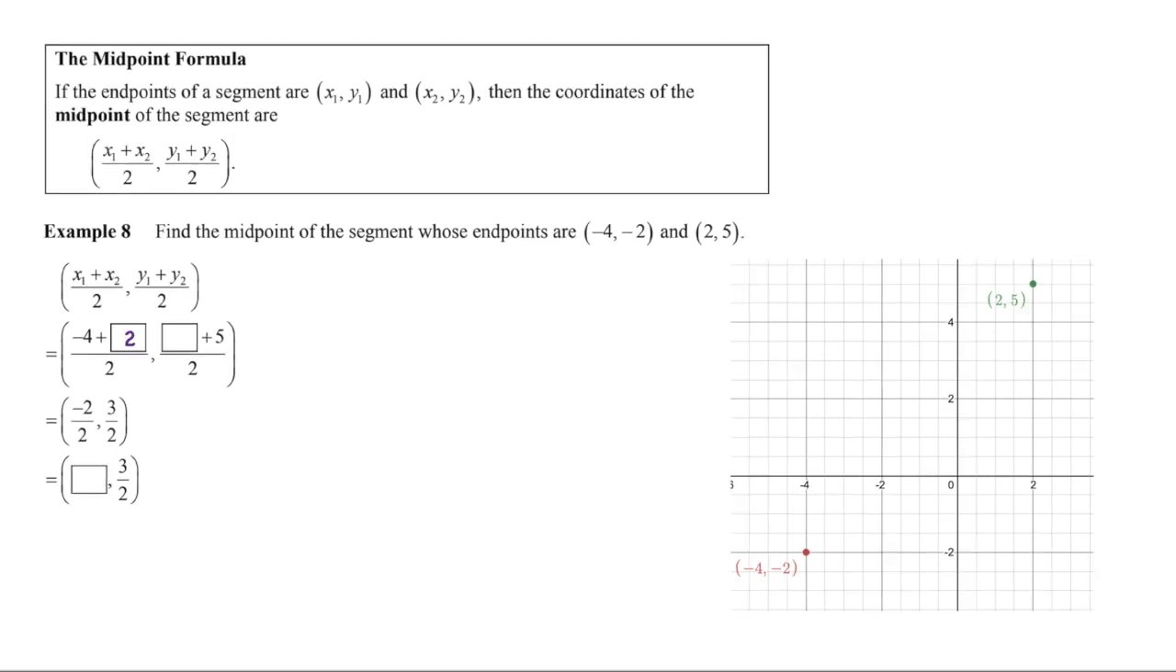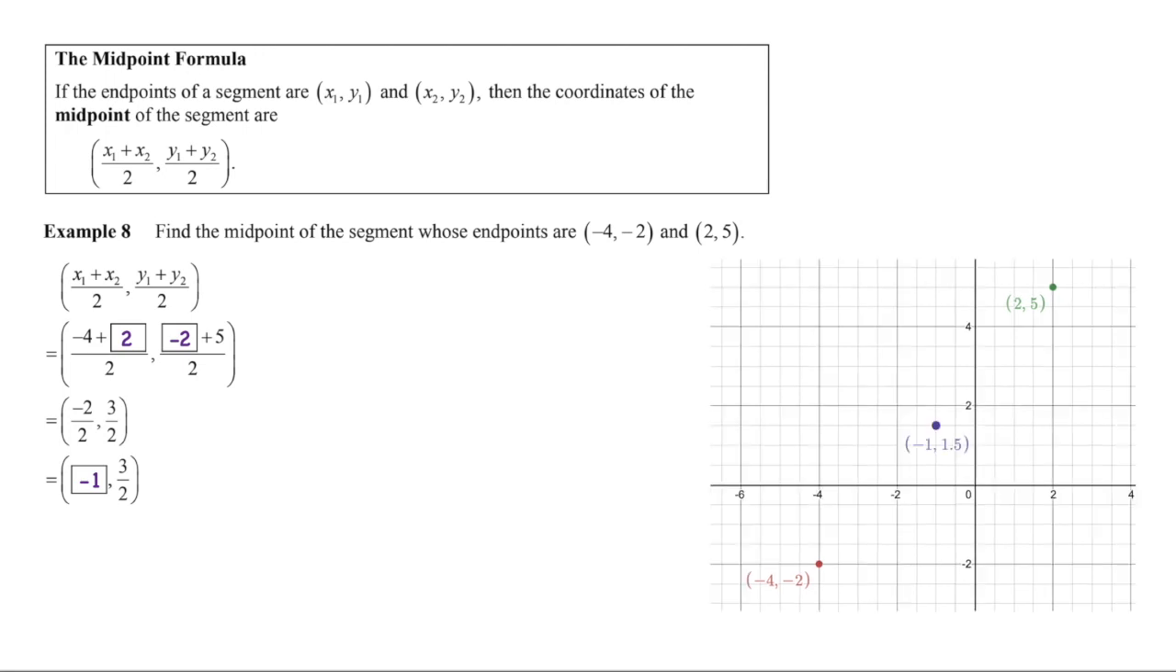I'm going to add my x values together, giving me negative 4 plus 2, and our y values together, negative 2 plus 5, each piece divided by 2. So negative 2 halves, 3 halves, which can simplify to negative 1, 3 halves. And I've added that piece in there. We can see it is halfway between.